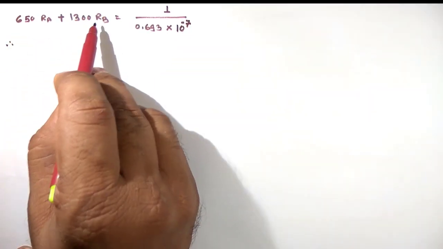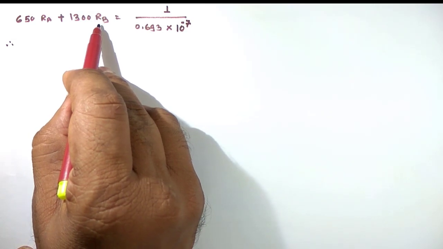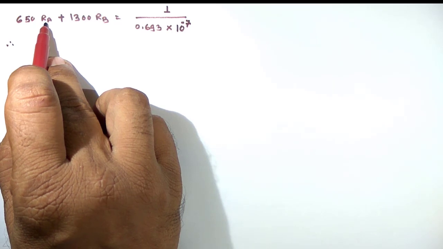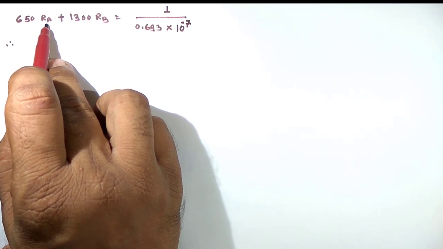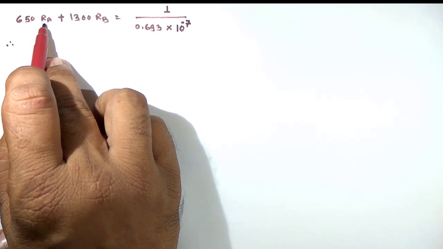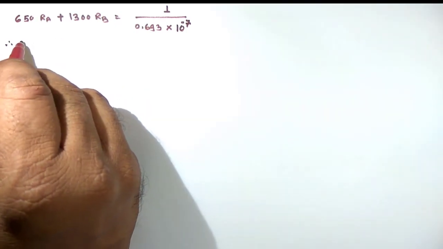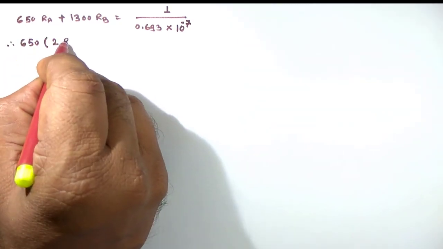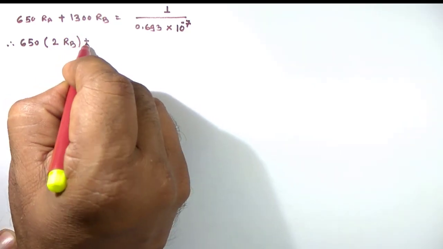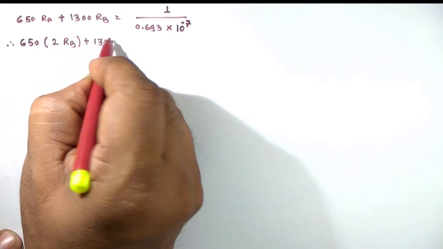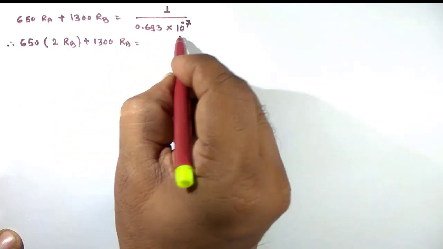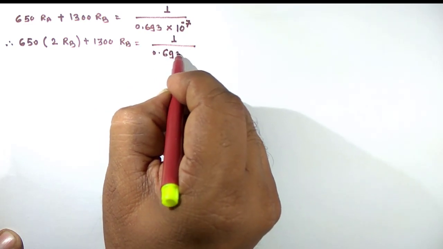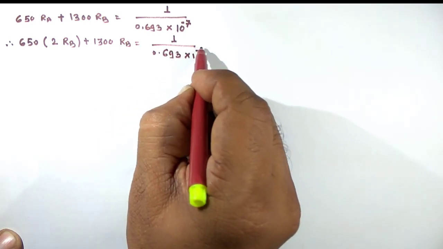Hence, in the previous equation we obtained that RA is equal to 2RB. Let us substitute the value of RA as 2RB. Hence we get 650 into 2RB plus 1300 RB is equal to 1 divided by 0.693 into 10 raised to minus 7.